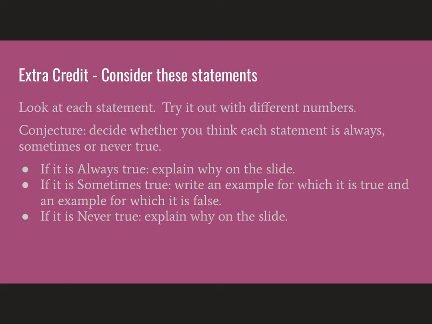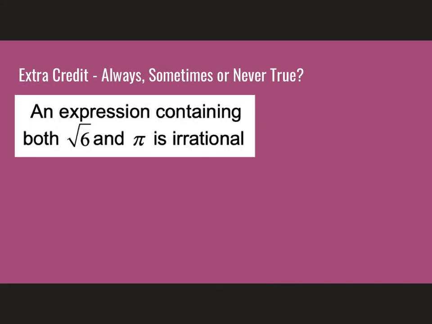Okay, so once you're done with those, if you finish them before we are done with this week, you're going to look at this extra credit. You're going to consider these different statements, following the same process. Look at each statement and try it with different numbers. Then decide whether it is always true, sometimes true, or never true. If always true, explain with examples. If sometimes true, give an example for when it's true and an example for when it's false. And if it's never true, again, you're explaining with examples, guys. Don't just give me words. I want examples. Okay? So let's try this.